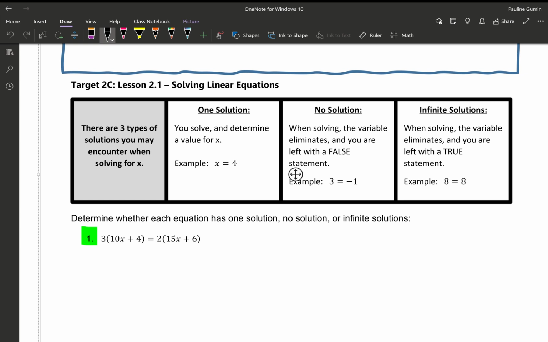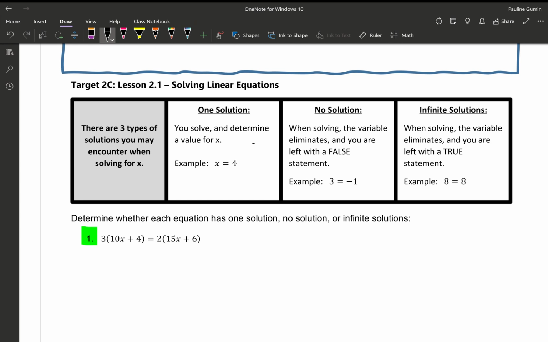Hello, and welcome to a little video about the 3 different types of solutions we can get while solving linear equations. The first type of solution we can get is one solution, and that's when we can actually solve for x, and we get x equals some sort of number. Whether it's 4 or 5 or negative 73, doesn't matter, there's a solution.